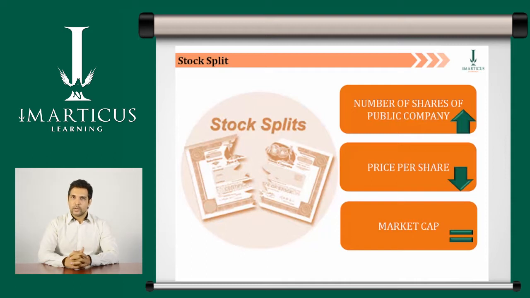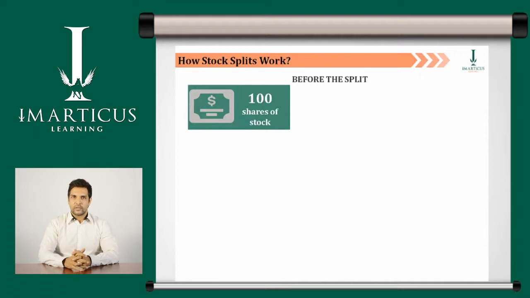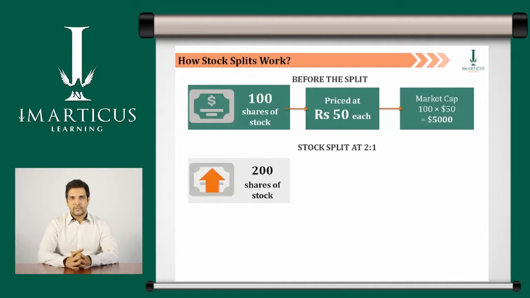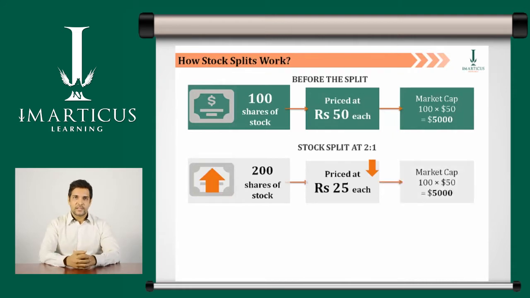So how do stock splits work? Take, for example, a company with 100 shares of stock priced at rupees 50 per share. The market capitalization is 100 into 50 rupees, which comes to 5,000 rupees. The company splits its stock 2 for 1. There are now 200 shares of stock and each shareholder holds twice as many shares. The price of each share is adjusted to 25 rupees and the market capitalization is 200 into 25 rupees, which comes to 5,000 rupees, the same as before the split.